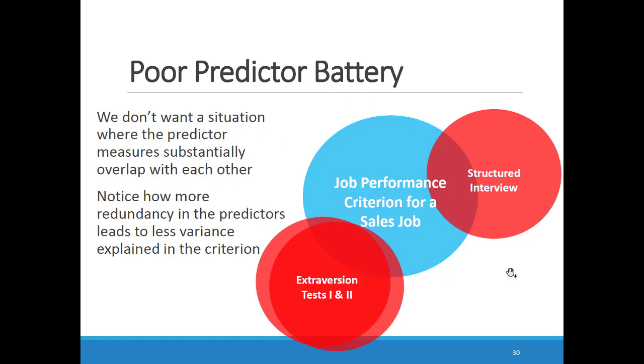So slide 30 is an illustration of what we don't want. We don't want a situation where the predictor measures substantially overlap with one another. So if we have, for instance, 2 ways of testing extroversion, so if we're assessing extroversion using a personality test, for instance, and we have one type of interview that's meant to get at extroversion, then that's like getting at the same thing. So that's redundant and it's not really a good use of time and money. So you can see that if they overlap with each other too much, they're not as helpful. But we want them to overlap with the job performance criterion as much as we can.